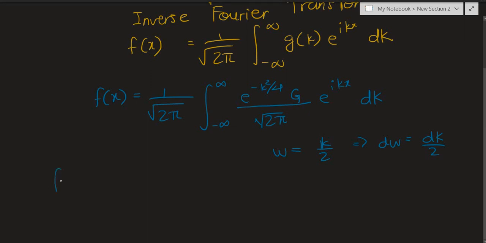So we have f of x equals square root of 2 pi getting multiplied with each other. We'll have 1 over 2 pi. Gaussian integral is a constant. We take it out.